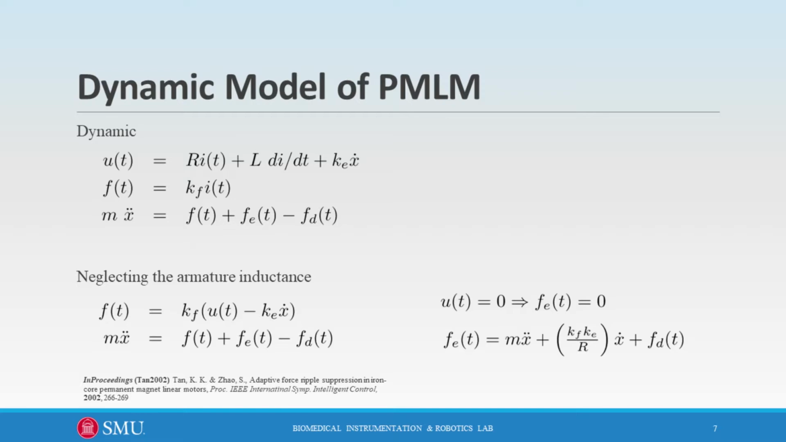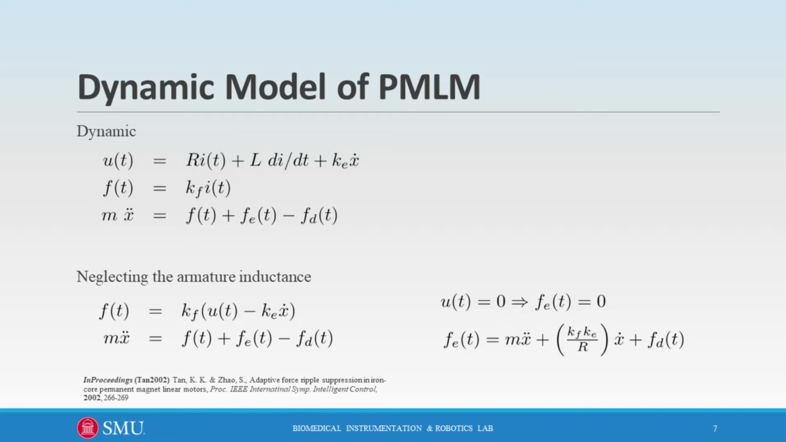And then the thrust force in the next equation is F(t) equal to K_F, which is a factor, times the current. And the last equation is m x double dot, which is a mechanical equation, equal to F(t), the thrust force that is generated in the PMLM, plus F_E, the external force applied to the PMLM, minus F_D, the disturbance forces.